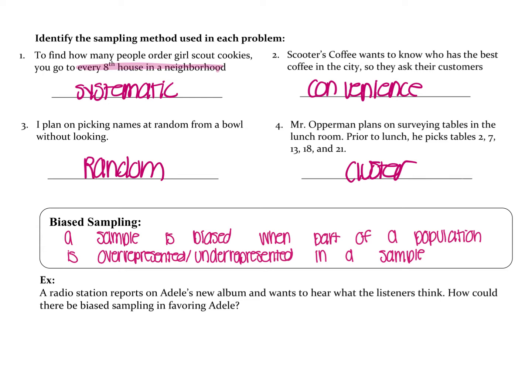An even better example is if we go back up to number 2, this example right here. It says Scooter's Coffee wants to know who has the best coffee in the city, so they ask their customers. That would be biased sampling because the people that go to Scooter's are probably more likely to say that Scooter's has better coffee than some other place in the city.